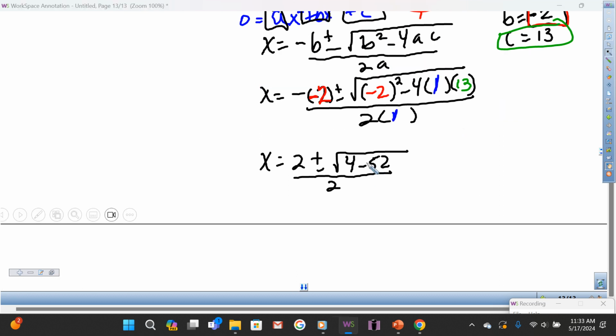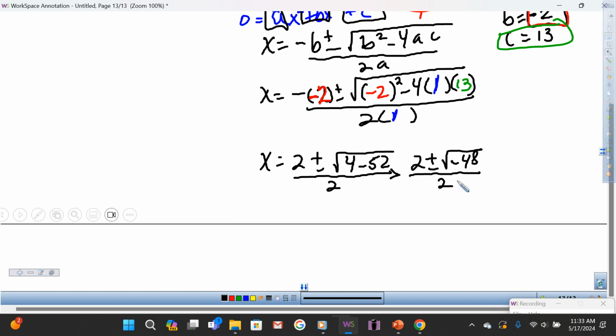All right. Next, I'm going to go this way. We got 2 plus or minus. What is 4 minus 52? That's negative 48 over 2. So I need to still take the square root of 48. So what two numbers multiply to give me 48? 1 times 48, 2 times 24, 3 times 16, 4 times 12, and 6 times 8.